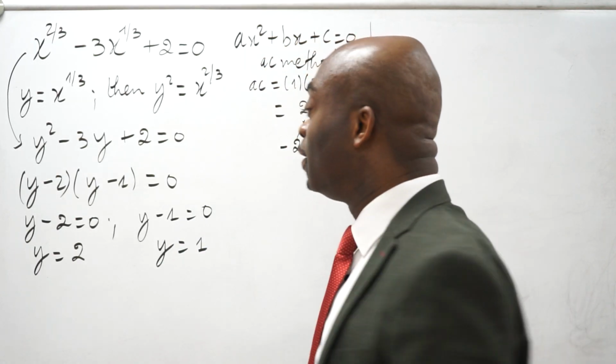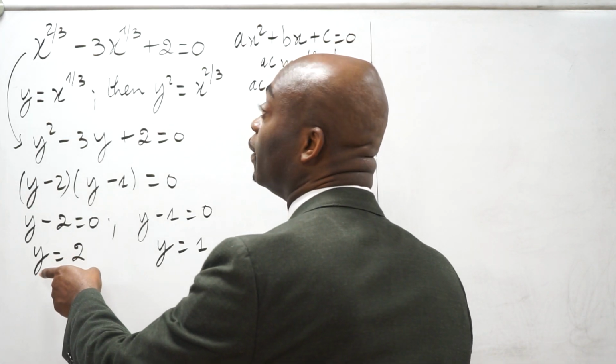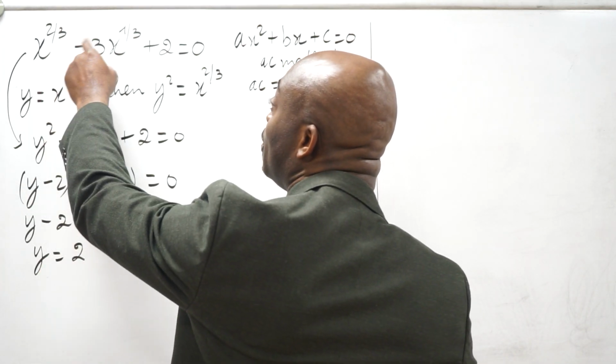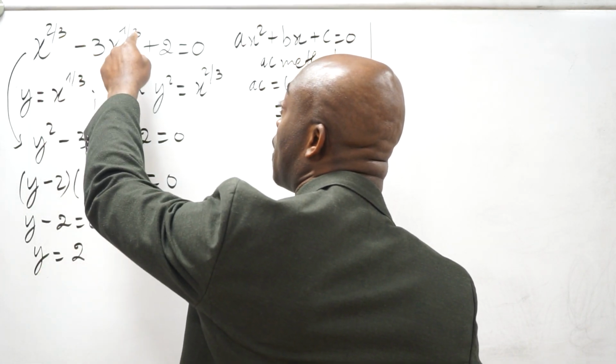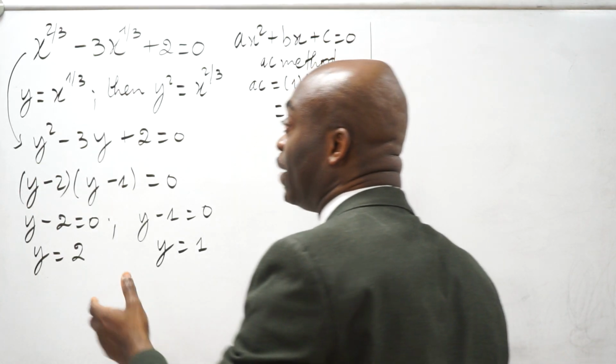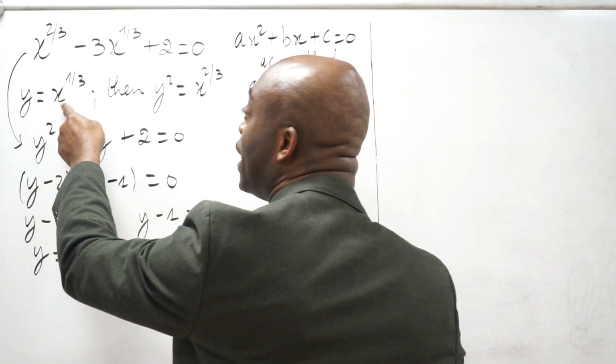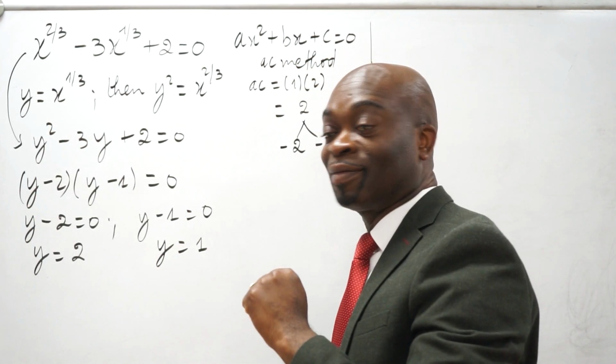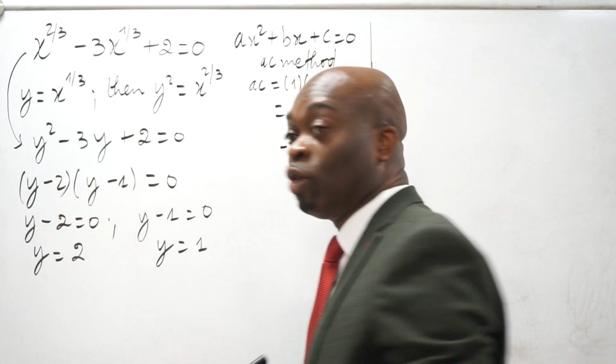But don't forget, our original problem is not in y. It's in x, power 2/3, and then we have x power 1/3. What did we say? We said that y is equal to x power 1/3. Okay? So if that is so, what do we have to do?